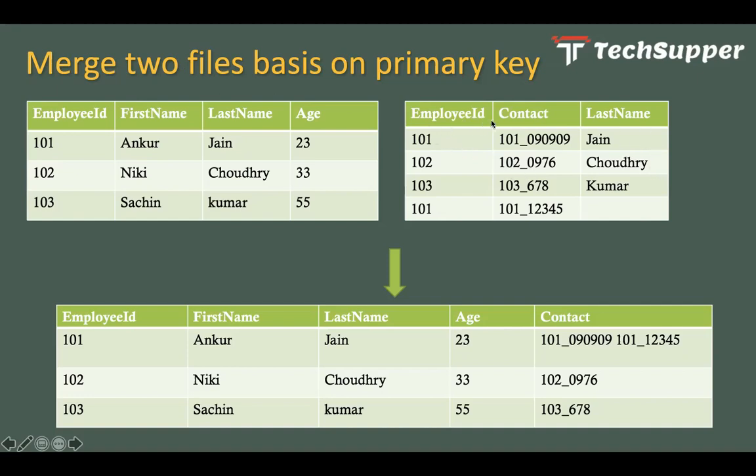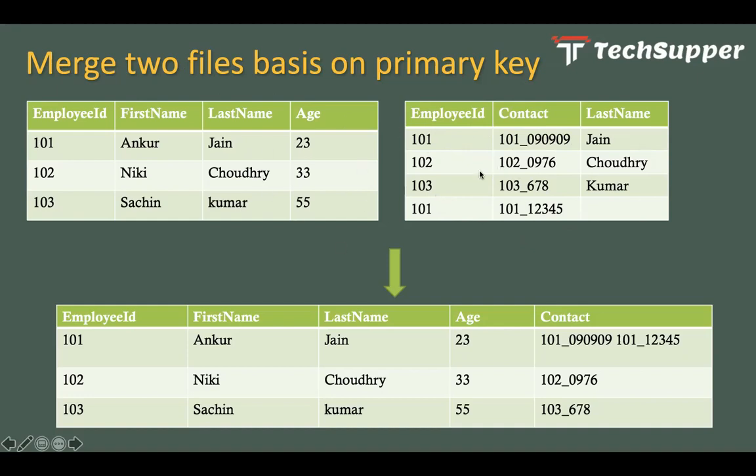In that second file, I have the employee ID as the primary key, and this employee ID might be repeated, which will have the contact number. Let's say for 101, there is a contact number, and then employee ID 101 again, so two contacts for a single employee. Employee 102 has a single contact, and 103 also has a single contact.